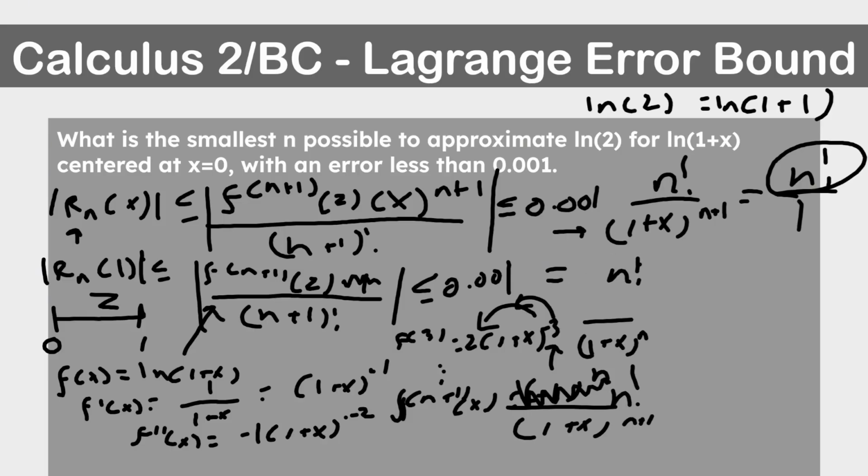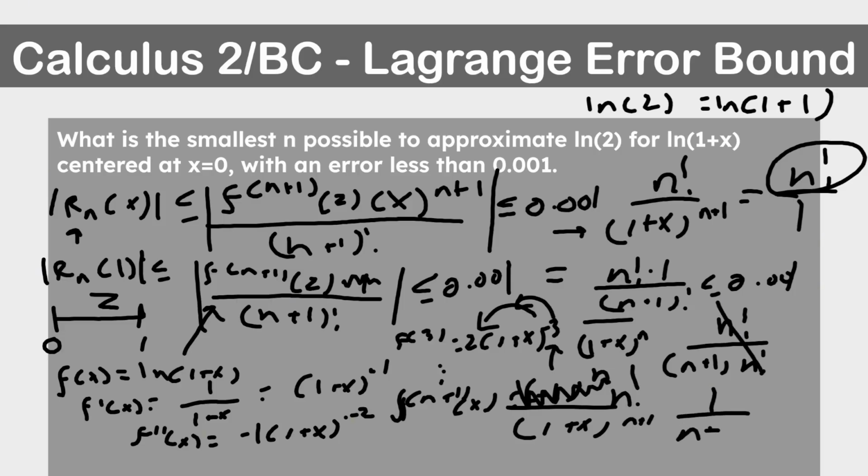We have n factorial multiplied by nothing, which is just 1, divided by n plus 1 factorial, is less than or equal to 0.01. So n factorial divided by n plus 1 factorial is the same thing as n plus 1 multiplied by n factorial. These cancel out. You have 1 over n plus 1 is less than or equal to 0.001. And now let's go back into decimals to see what value that is. What value of n makes it so that the error is less than 0.001?